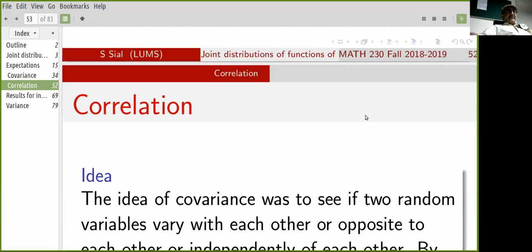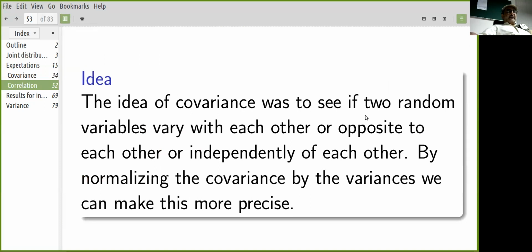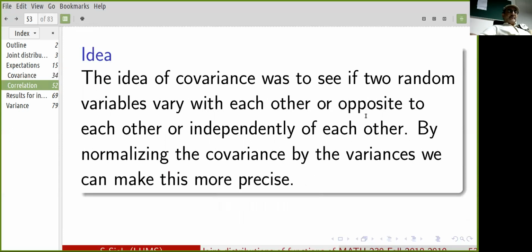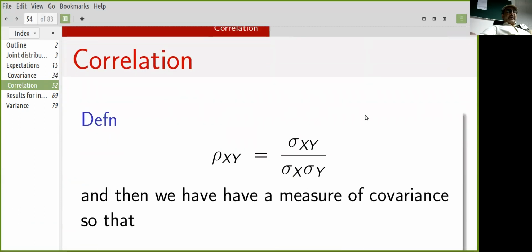Covariance then brings us to correlation. The idea of covariance is to see if two random variables vary with each other, opposite to each other, or independently of each other. But we could get all sorts of numbers for the covariance, and then it's hard to compare covariances one with the other. So if we normalize this, we can get a bit more out of it.